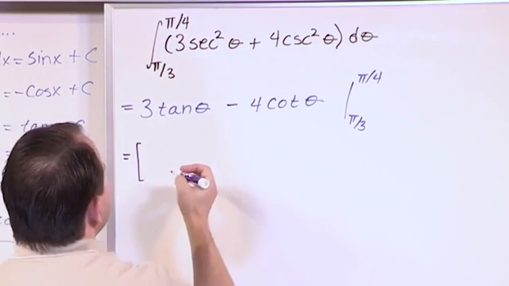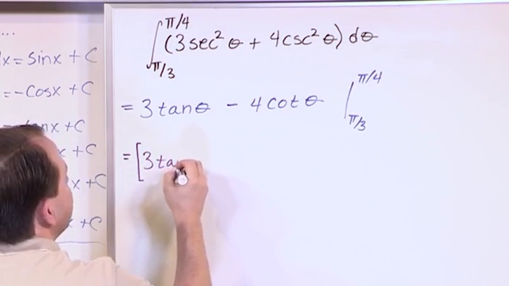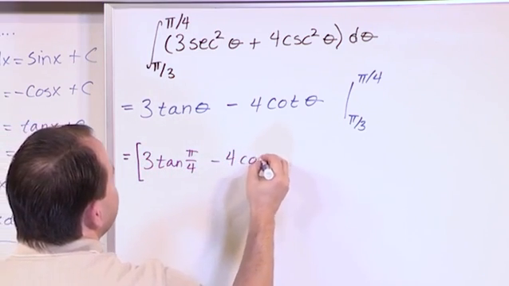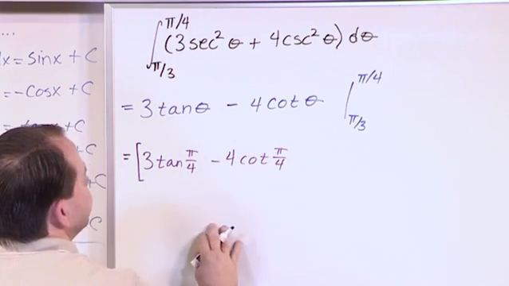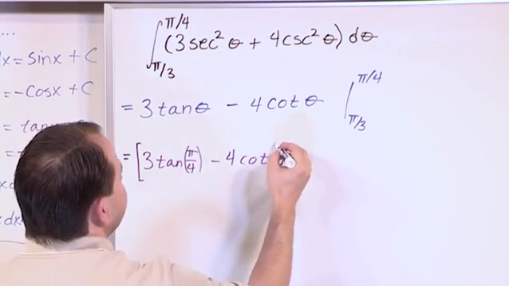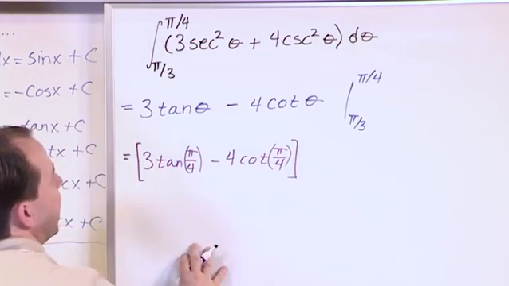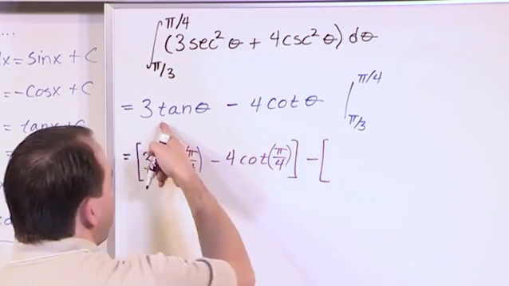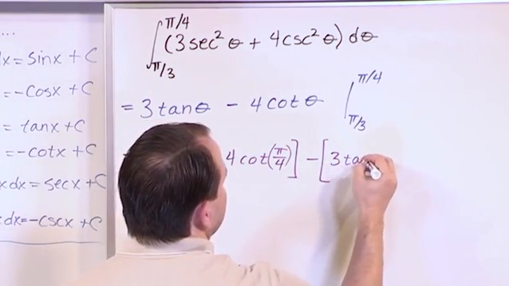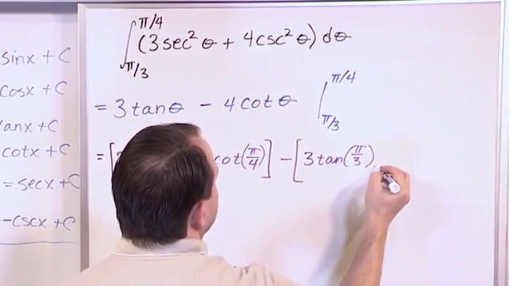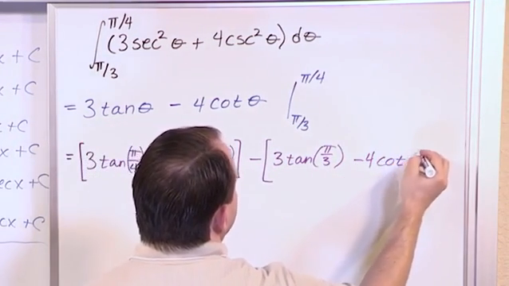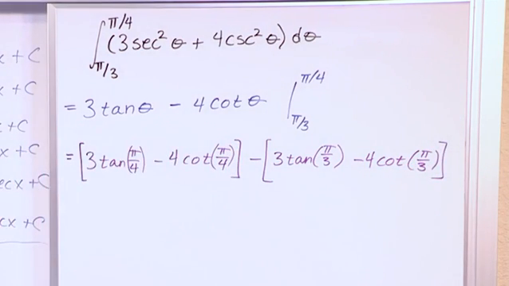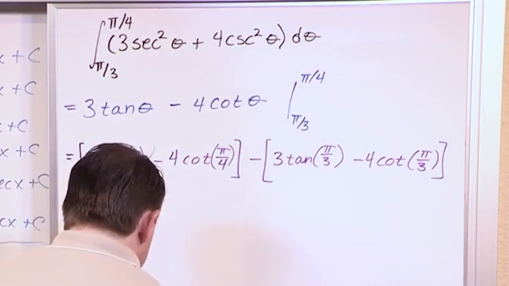So let's open up our bracket and let's say 3 times the tangent of pi over 4, minus 4 times the cotangent of pi over 4. We'll even wrap this in little parentheses just to make it easier to read. We'll close this bracket off and we will subtract off, evaluating it at pi over 3. So what we'll have is 3 times tangent of pi over 3 minus 4 times the cotangent of pi over 3. Close the bracket. So there we go. We have everything written on the board. Now we just need to actually pull it off.